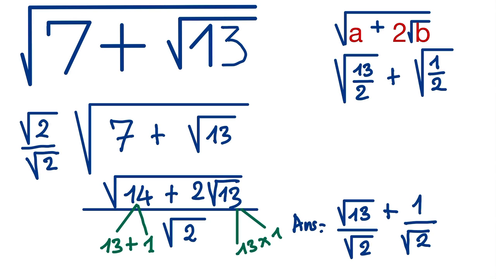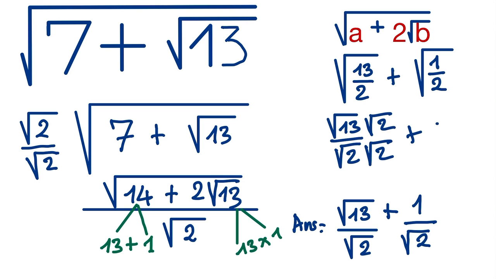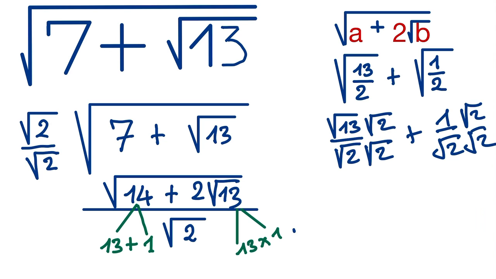Another way, we can also rationalize the denominator by multiplying the numerator and the denominator by root 2. So this will be the same as root 13 over root 2 times root 2 over root 2, plus 1 over root 2 times root 2 over root 2. This one will give us root 26 over 2 plus root 2 over 2.